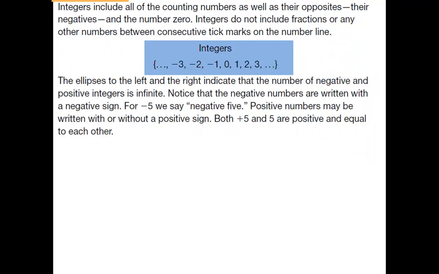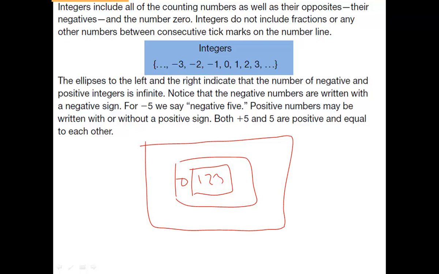Integers include all of the counting numbers. You remember we had our counting numbers like this here, starting with 1, 2, and 3. And then we went to our whole numbers, which included the 0. Now we're going to go to integers. It's going to include all of those plus the negative numbers also. So integers do not include fractions or any other numbers between those numbers, the whole numbers and the counting numbers. And when you see these ellipses right here, that means that this goes on forever in both directions.